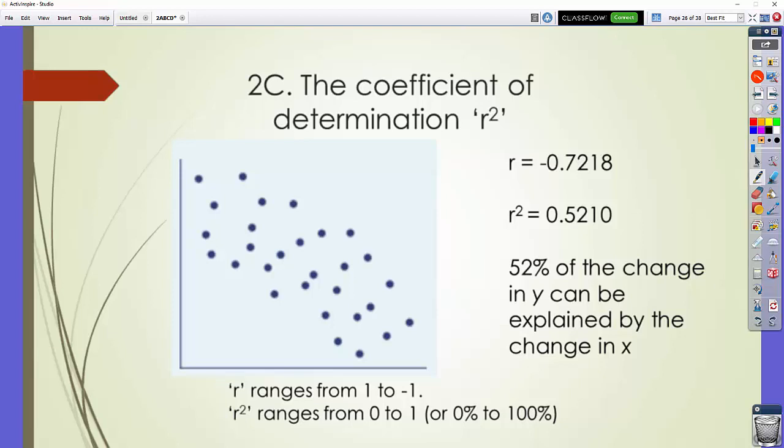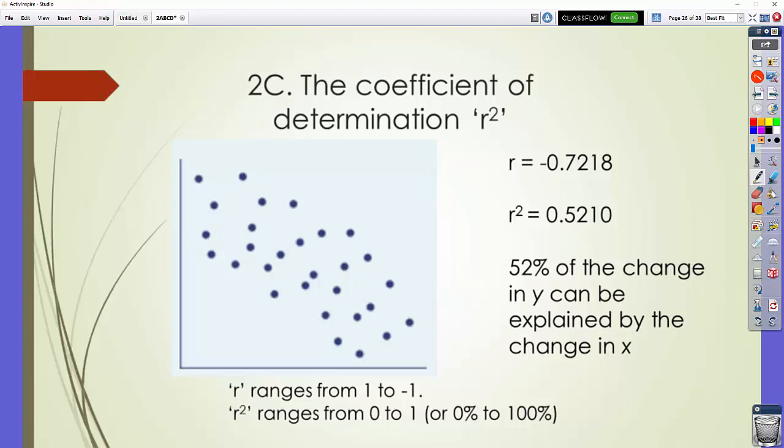Why do we need r squared is the next question. Why do we need it? I told you how to get it. Why do we need it? It's because if you multiply that by 100, make it 52%, you can then say that if r is negative 0.7 and r squared therefore is 0.52, 52% of the value of the response variable, 52% of the change in y can be explained by the change in x.